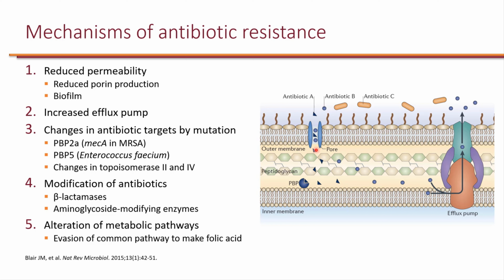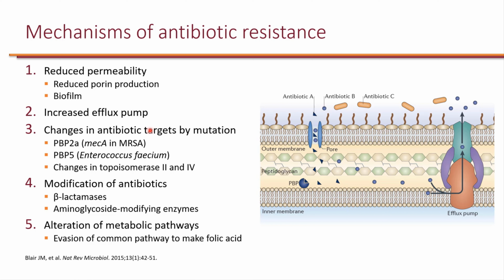So one thing that bacteria can do is reduce the production of these porin channels, or in some cases even lose porin production. That will basically eliminate the channel of entry for antibiotics. There is also something referred to as biofilm, which we will discuss when we talk about bone and joint infections. Now, if the antibiotics manage to go through the outer membrane, some organisms can develop an efflux pump and pump these antibiotics out. This is a common mechanism in Pseudomonas aeruginosa.